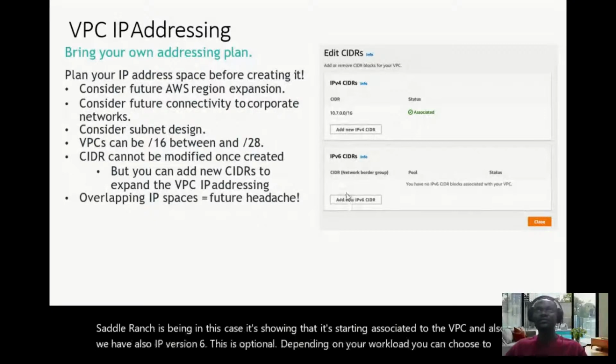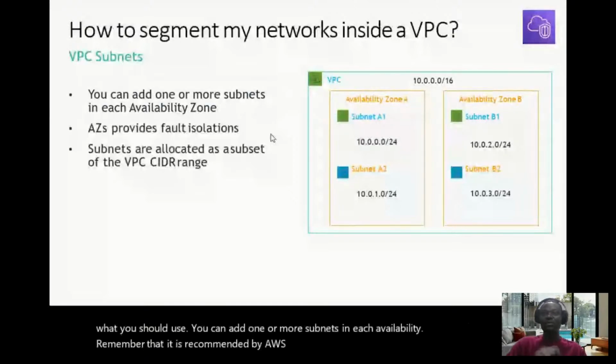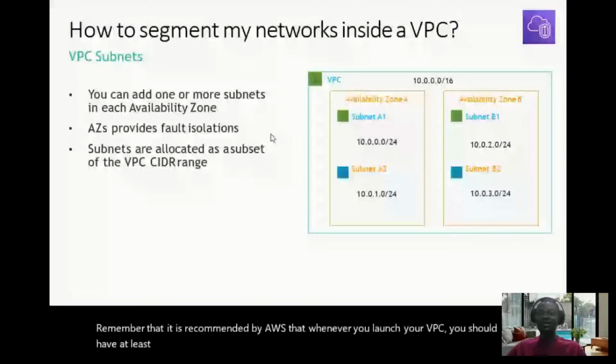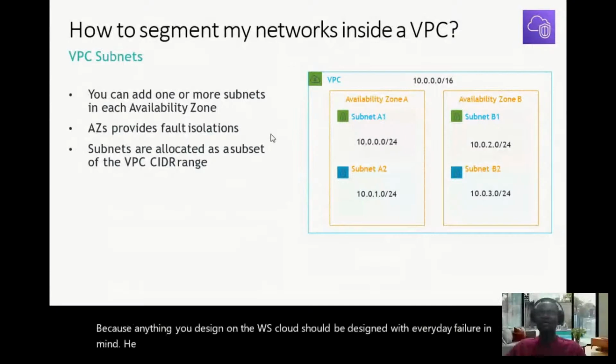So the next slide is how to segment your network. Now, you know that I talked about subnets. When it comes to segmenting a network, subnet is what you should use. You can add one or more subnets in each availability zone. Remember that it is recommended by AWS that whenever you launch your VPC, you should have at least 2 availability zones. Why? Because anything you design on the AWS cloud should be designed with failure in mind. It should be able to withstand failure. Two is always more powerful than one. So if one fails, the other will pick up and work.